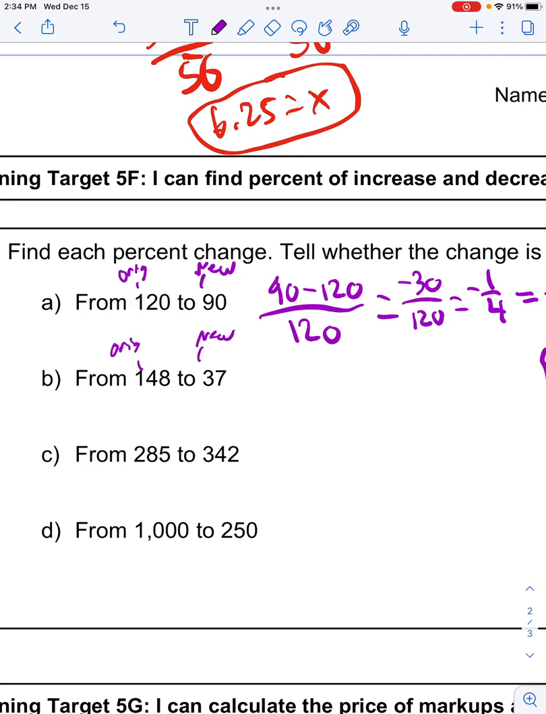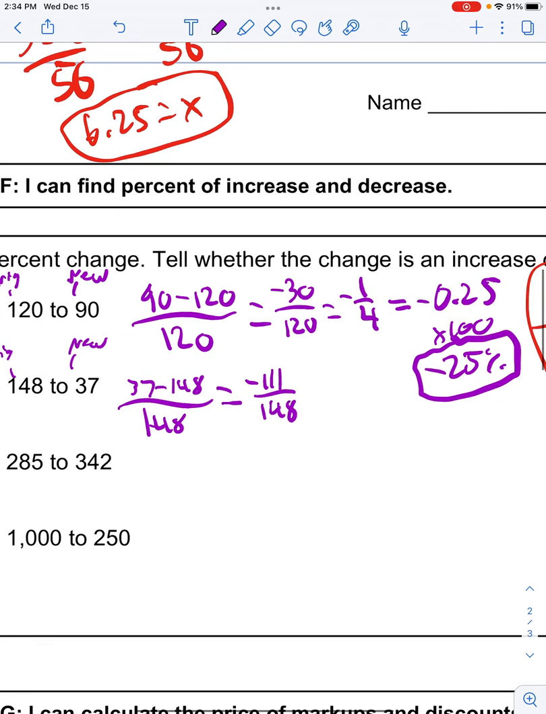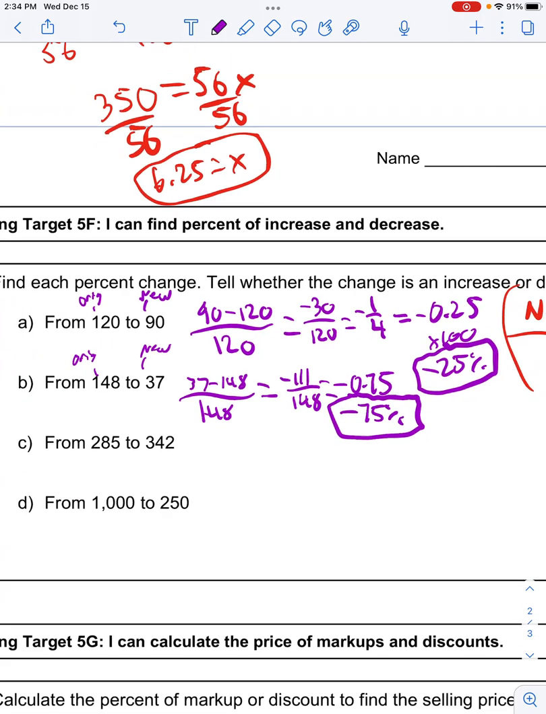So original, new, 148. Oh, excuse me, new minus original. So I'm going to go 37 minus 148 divided by 148. 37 minus 148 is negative 111 over 148. You can use a calculator on this test. So again, feel free to use a calculator on this one. You should get negative 0.75, which as a percent is negative 75%.